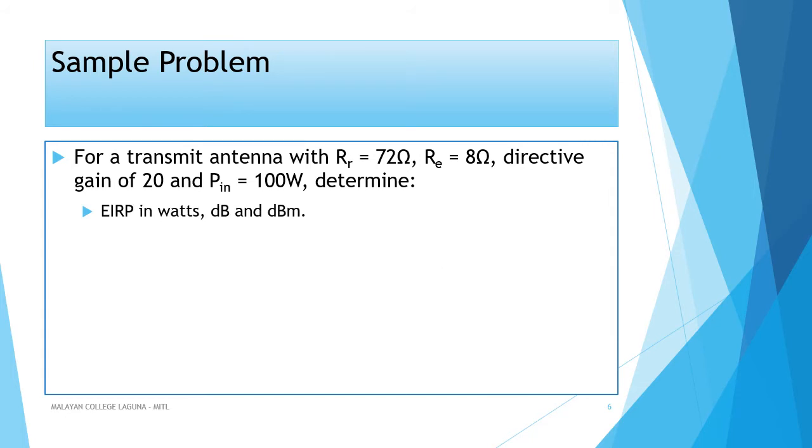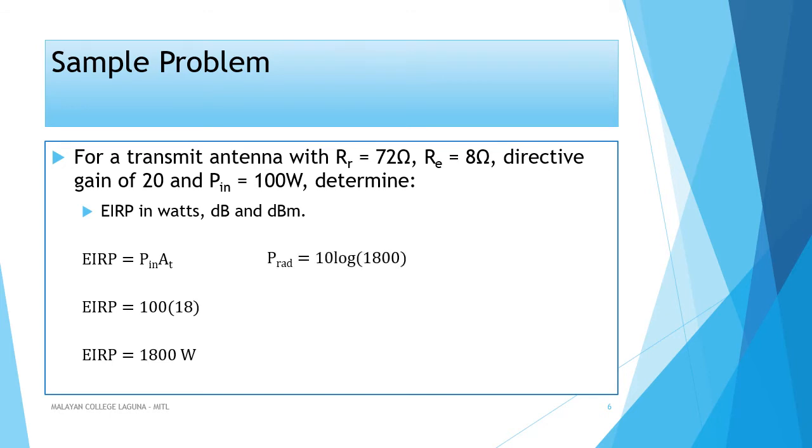And then lastly, we have to find the EIRP in watts, decibels, and dBm. So the formula for EIRP is the input power times the antenna gain. For the input power, it's already given in the question. It's 100 watts. The antenna gain is what we have calculated earlier, which is 18. This is the absolute, not the decibel, so take note of that. So if we calculate this, it would give us an EIRP of 1,800 watts.